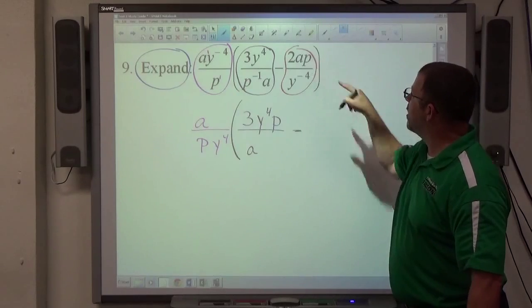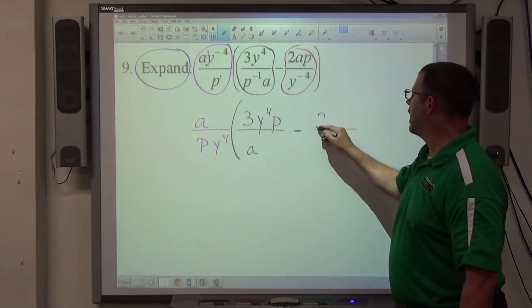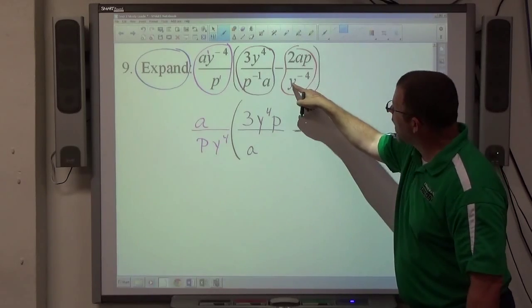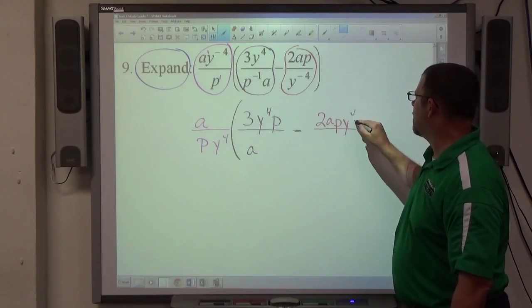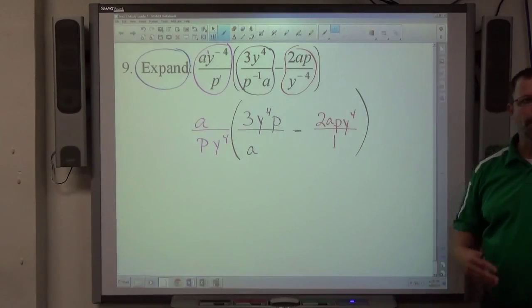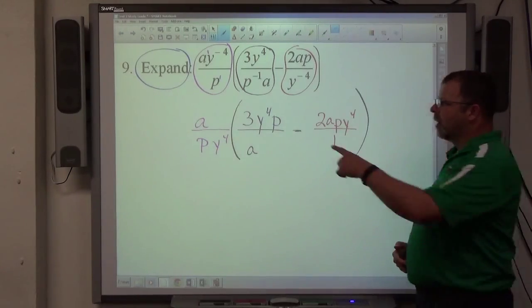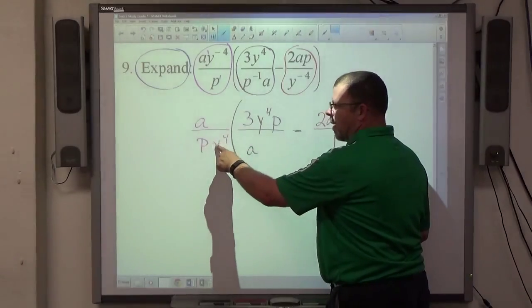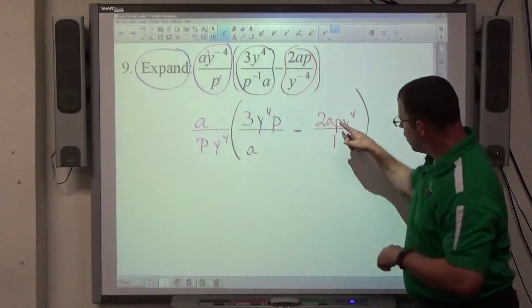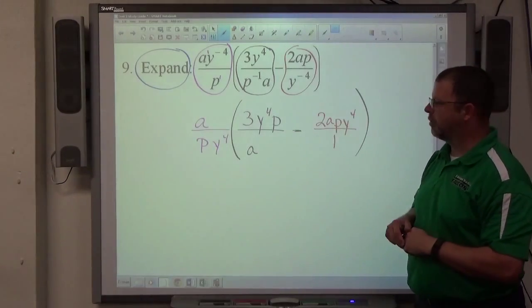And then I got 2AP over Y to the fourth. 2 is behaving itself. A and P are both behaving themselves. They're all to positive powers. Y is to the negative fourth. On the bottom, it belongs on top. I'd probably put it over 1 just to be safe. So I create the same exact expression. Positive power, positive power, positive power, 1 of each letter.